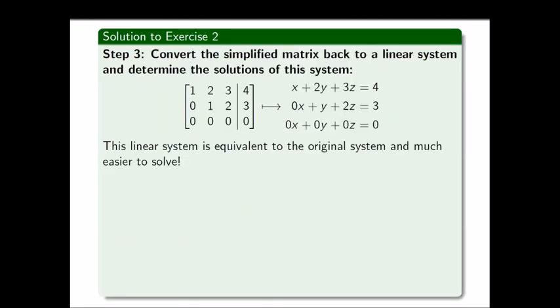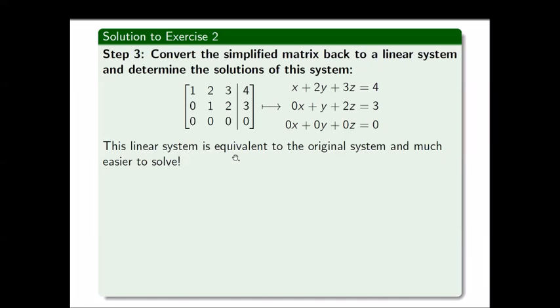Now, step 3 is to convert the simplified matrix back to a linear system and determine the solution of this new system. So we just take these entries and convert them into equations. So 1, 2, and 3 become coefficients of x, y, and z. So x plus 2y plus 3z equals 4, because that's the constant term. We get 0x plus y plus 2z equals 3. And the last equation is just redundant, but I've written it here for the sake of completeness.